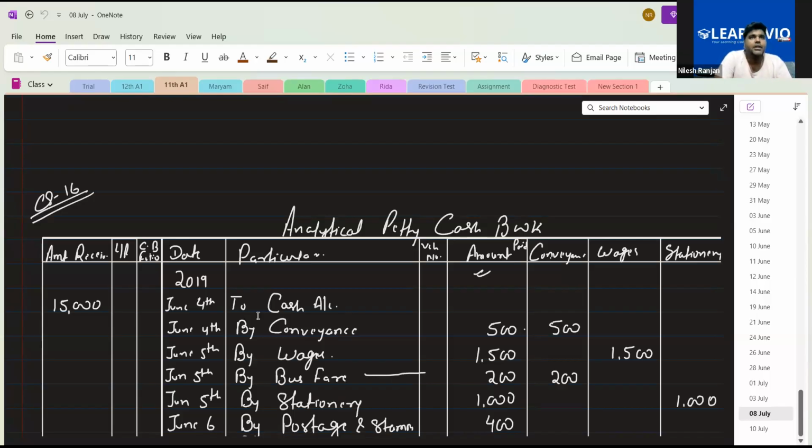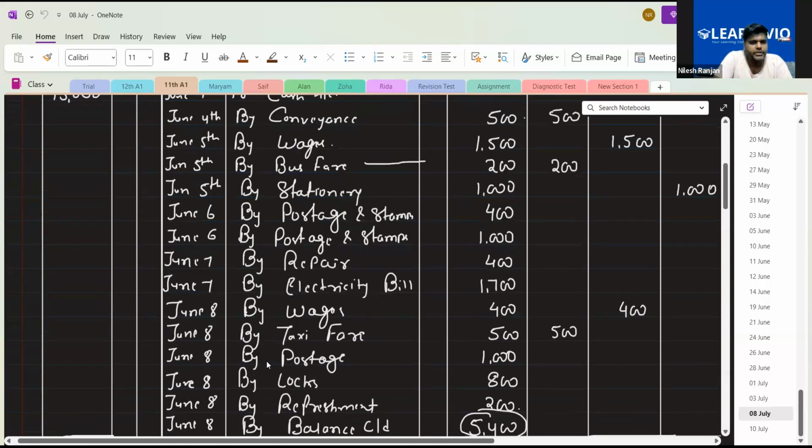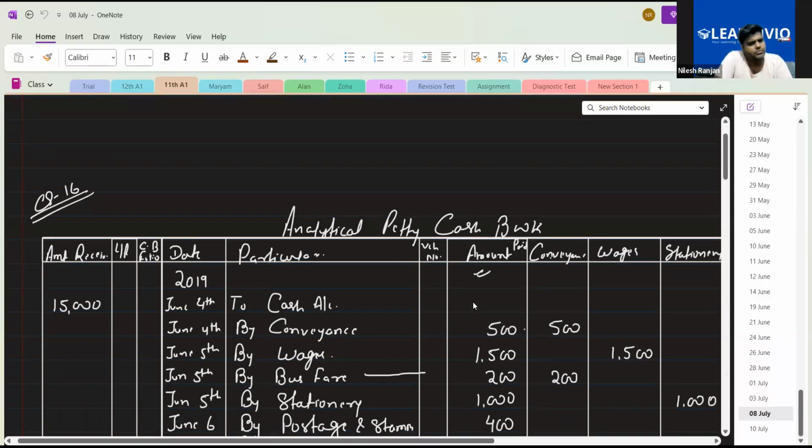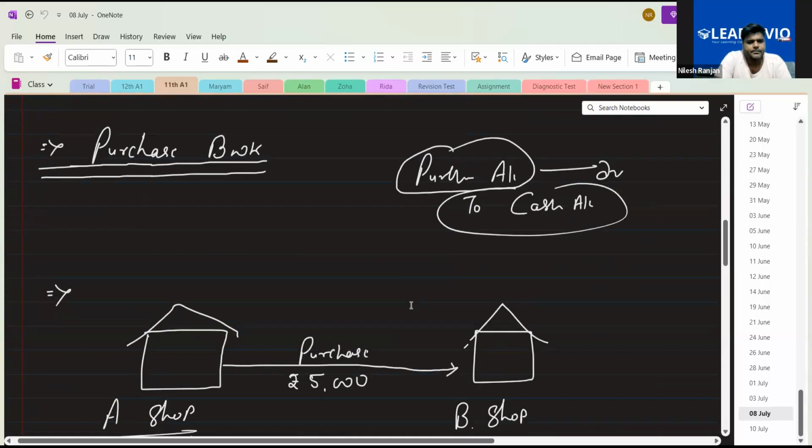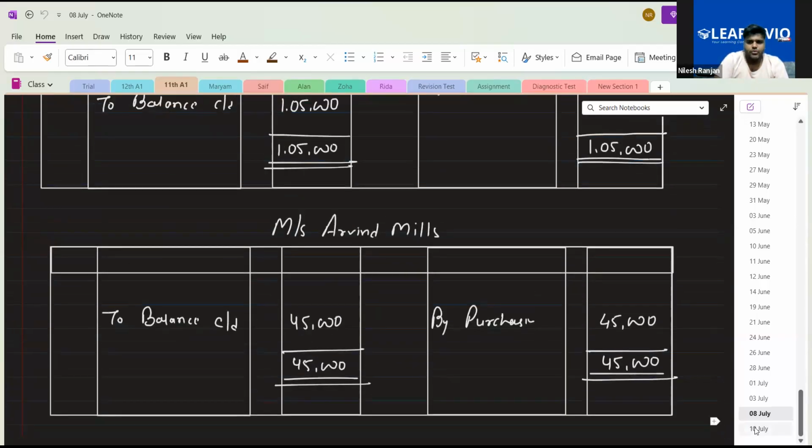But again, if you have to write the proper format, like if they ask you to draw a format for an analytical petty cash book or a simple petty cash book, then you have to write the proper format. So if after the particular column you have written amount, that is not a mistake, that is also correct. Is there any other question you have? No, I don't.